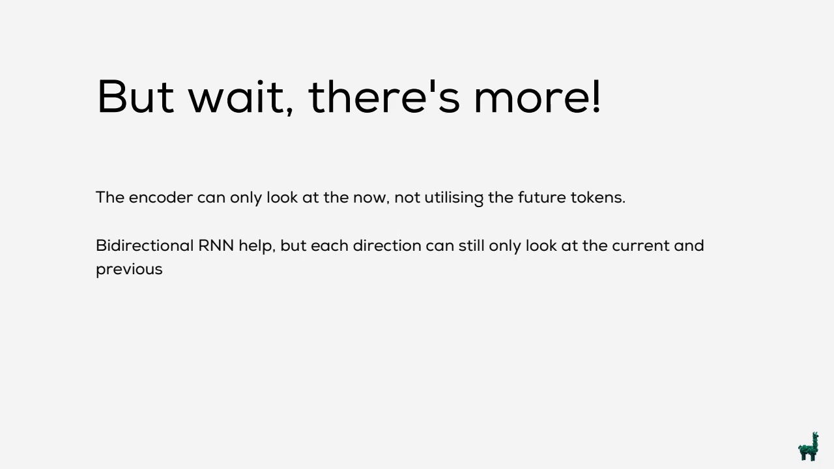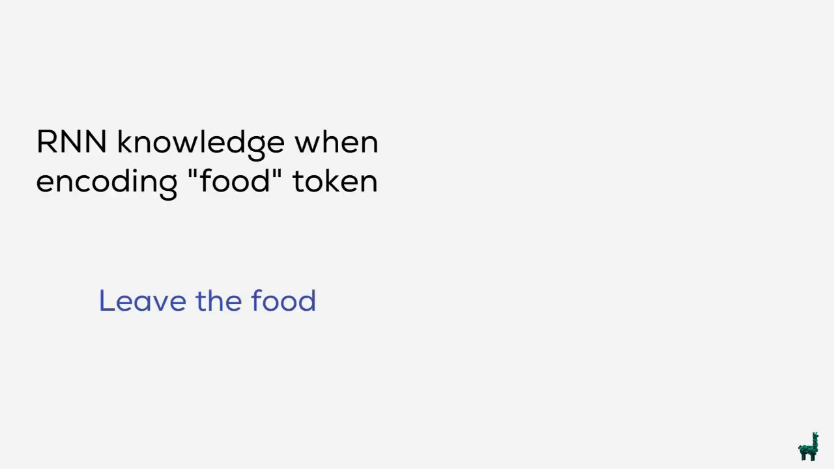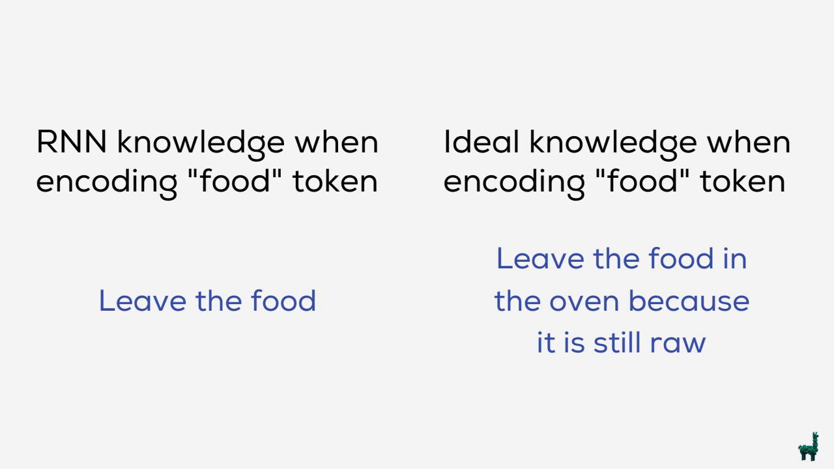But there is still something a bit missing, and this is simply due to the RNN architecture. At each step, the RNN doesn't have all of the information it needs when generating that hidden state. Let's say I'm an RNN and I need to encode my knowledge about the token food. The only knowledge the encoder has when looking at the word food is "leave the", because we're going sequentially through the data. The ideal setup would be that when encoding the word food, I have the entire sequence to look at, because I might want to look at oven, raw, or because, and that can't happen with an RNN.